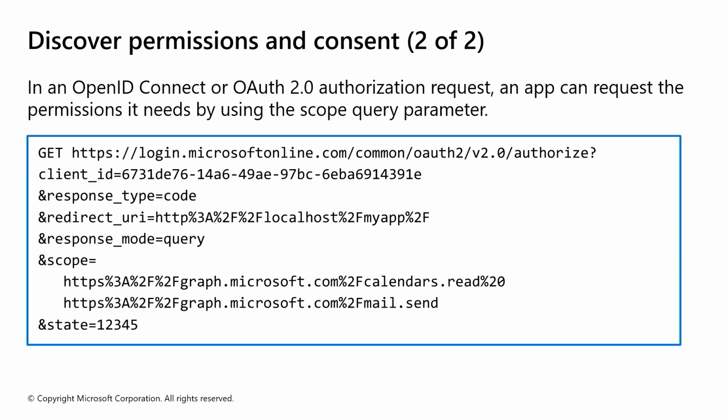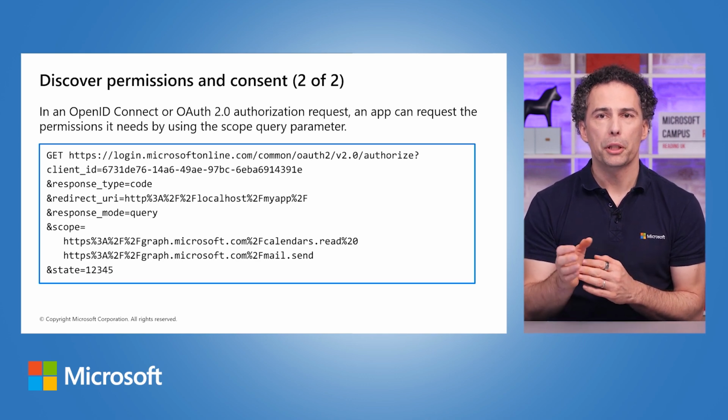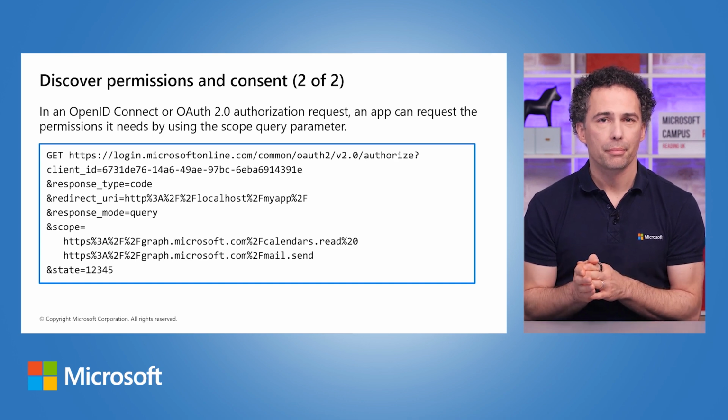On the slide, you have an example request of an app that requires permission to access the user's calendar and to send email on behalf of the user. The scope parameter is a list of delegated permissions that the app is asking for, separated by spaces.